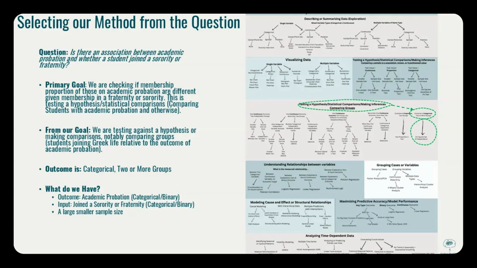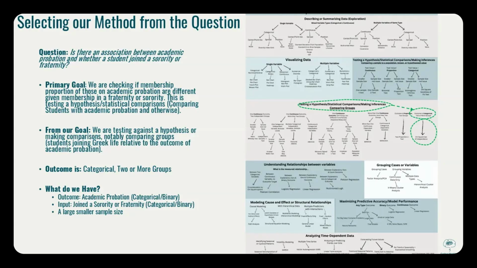We chose the chi-square test of independence because we have two categorical variables. First, academic probation status, a categorical binary for yes or no, and then Greek life membership, also a categorical binary for yes or no. We're checking whether the distribution of one depends on the other, and we have enough data to meet assumptions because we're going to see each cell has at least 5 expected cases.